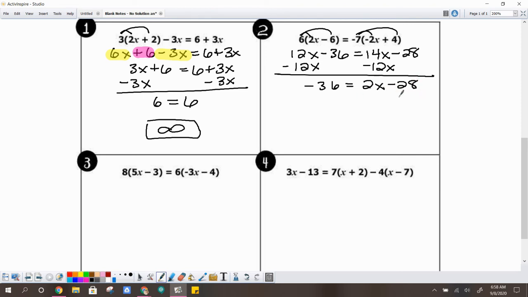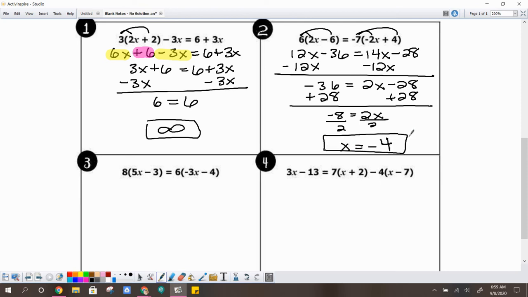And then I can go ahead and solve, get rid of this first. So I have negative 36 plus 28, which is a negative 8. Divide both parts by 2. So my x should equal negative 4. Okay, and again, when you solve this, you do get negative 4 equals x, but then you just flip it because it's an equation, so you can do that. So that one is a normal one solution problem.